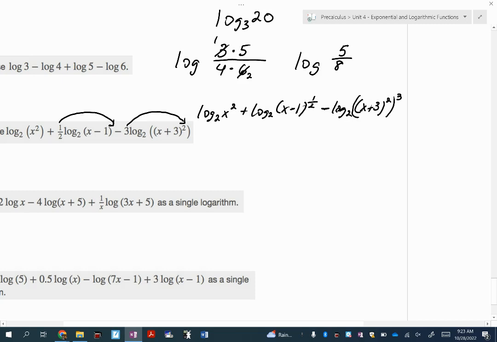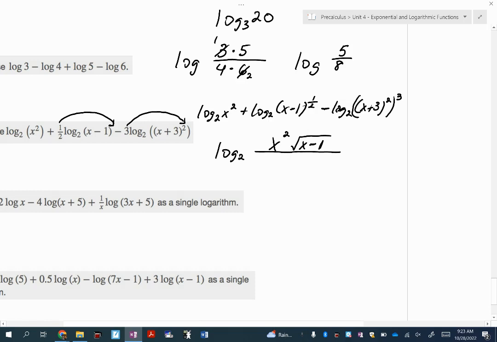So when I write my answer, log base 2, I've got my fraction. In the top is going to be x squared. Also in the top is going to be x minus 1 raised to the 1/2 power. I know I've been saying this many times in these lessons: anything raised to the 1/2 power is the same as the square root. So I'm going to put the square root of x minus 1 up top.